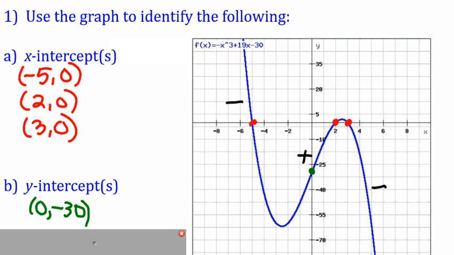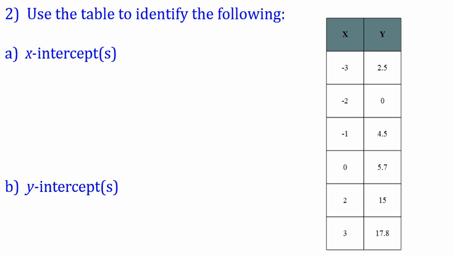So we can use a graph and look for those locations to find x-intercepts and y-intercepts, talking about increasing and decreasing intervals with our pluses and minuses. Let's take a look at a table of values and try to do the same thing. So can we use our table of values, our input and output table, to find any x-intercepts and y-intercepts? Let's give you a moment to think about that. Jot down your thoughts.